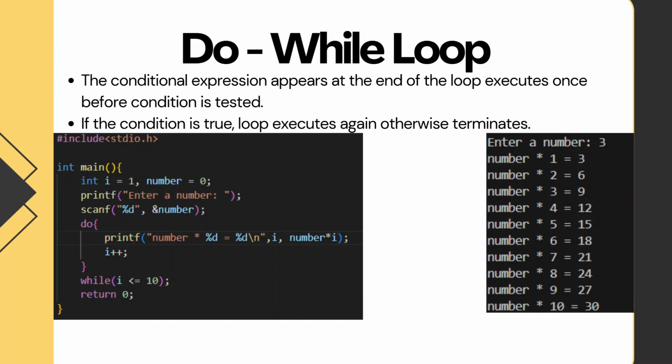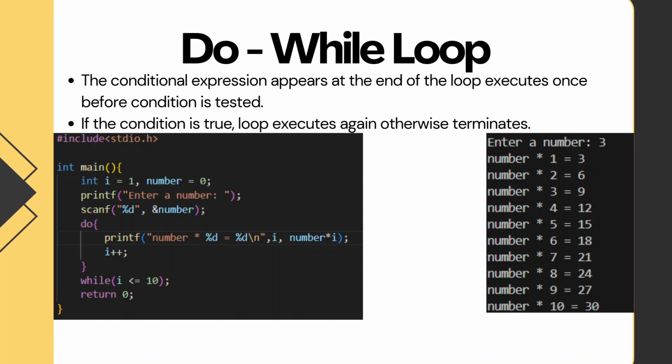Then we write number into the percentage d, that is the i equals percentage d, and we put that in the next line. And then we are printing the i and number into i, and then we are incrementing the i.